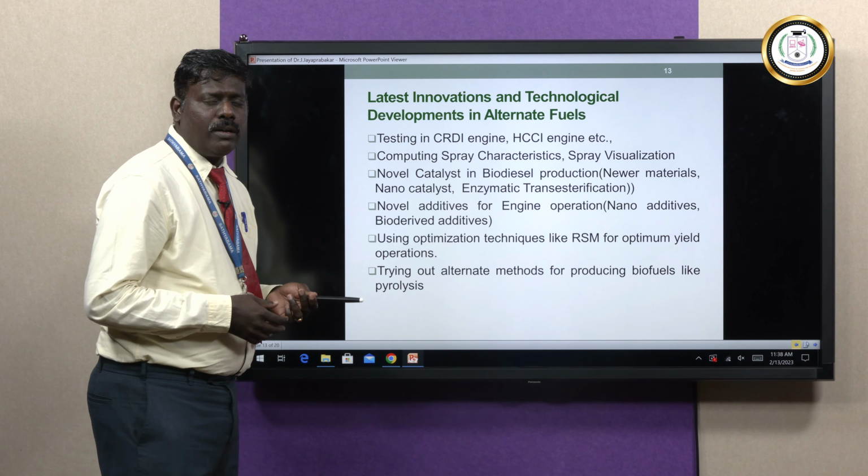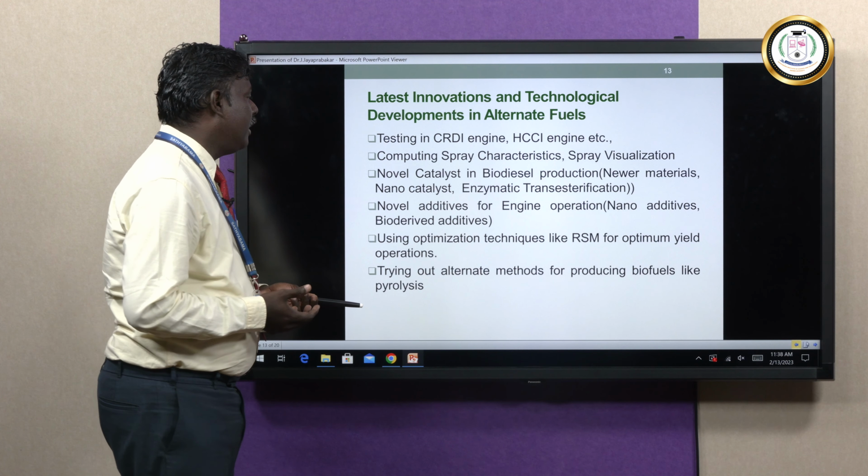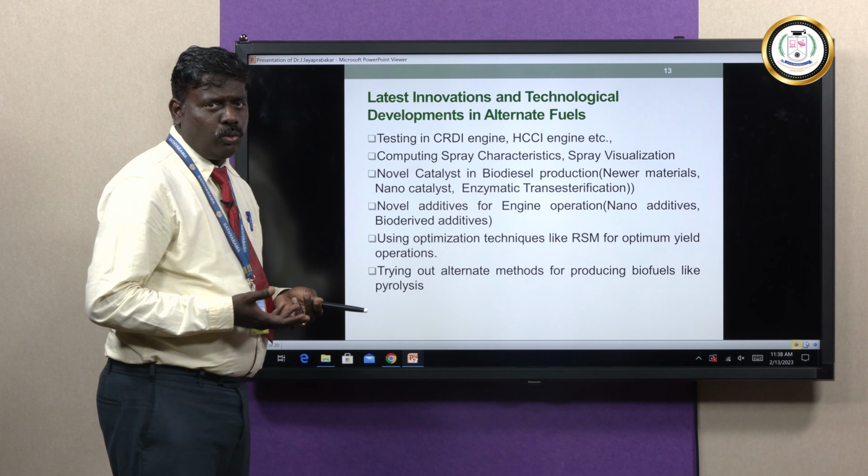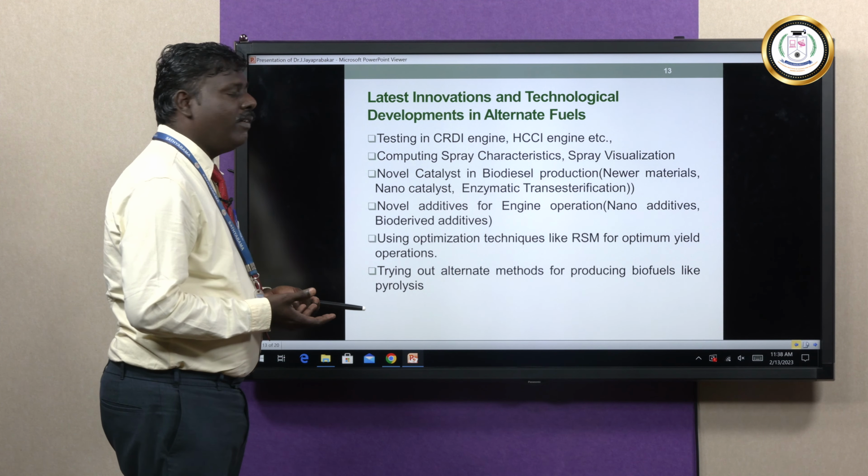We can go for biodiesel preparation with novel materials, novel catalysts. Normally, we are using sodium hydroxide or potassium hydroxide as catalyst materials. We can go for some novel catalysts, some new materials like nano catalysts. Enzymatic transformation is one kind of novel material available.